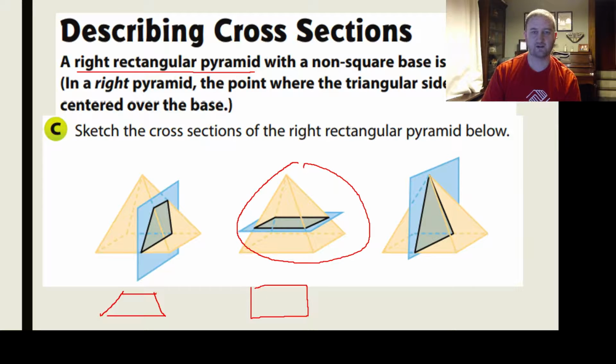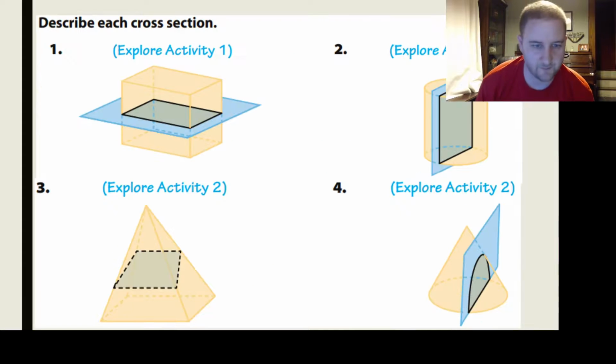And then this is what I was talking about with the triangle. It's going straight through the tip at the top, the vertex, straight perpendicular with the base. That's a triangular cross section right there. Ooh, that's a bad triangle. Forgive me for that one.